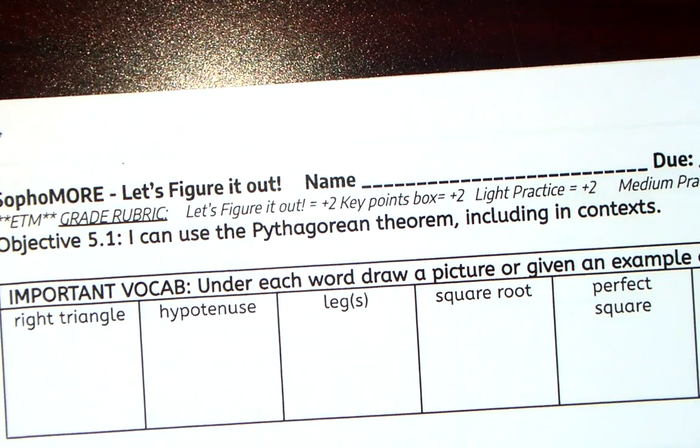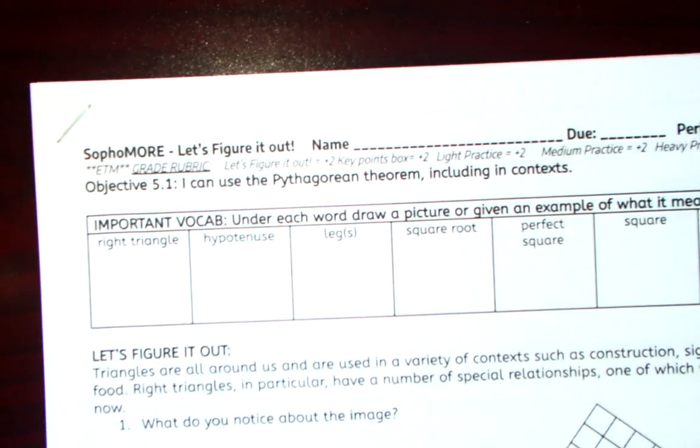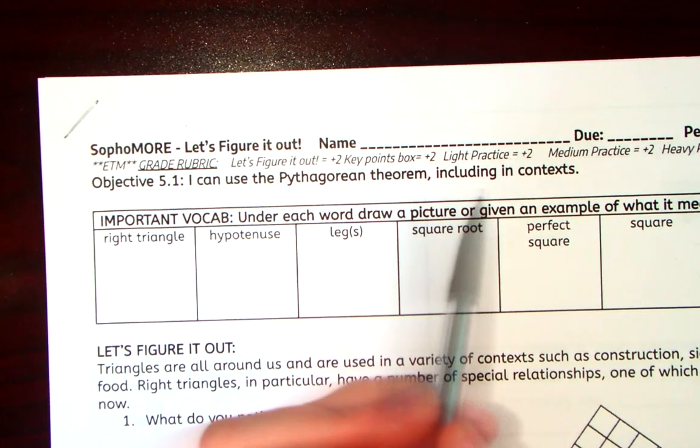Hi. All right. This is Objective 5.1, where I can use the Pythagorean Theorem, including in context.